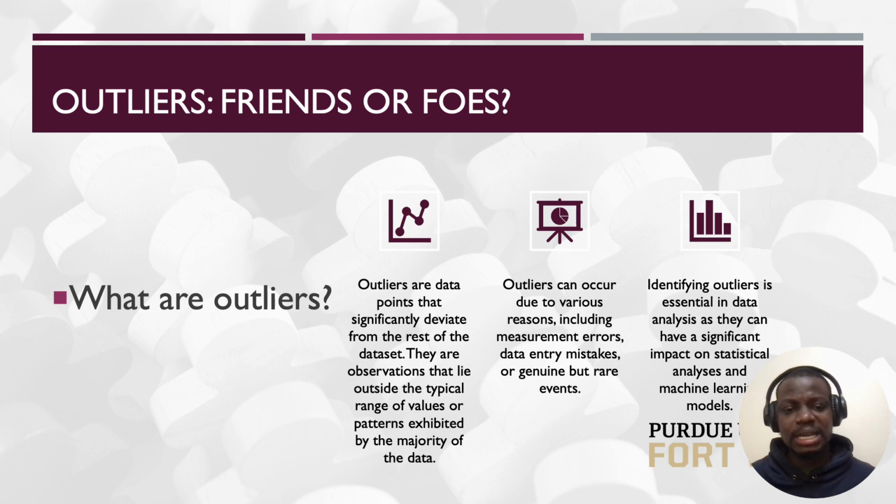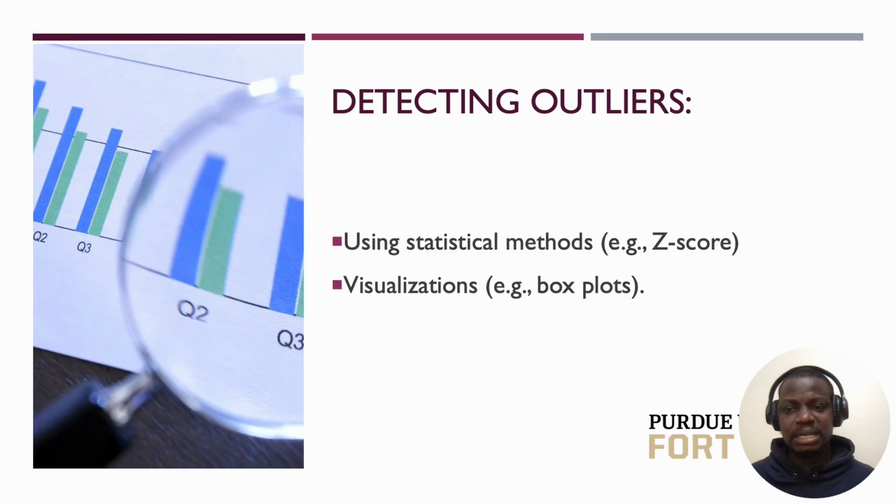They're just something that can occur due to various reasons. They could occur due to measurement errors, data entry mistakes, or genuine or rare events. Identifying outliers is essential in data analysis, and they can have a significant impact on statistical analysis and machine learning models. How do we detect outliers?